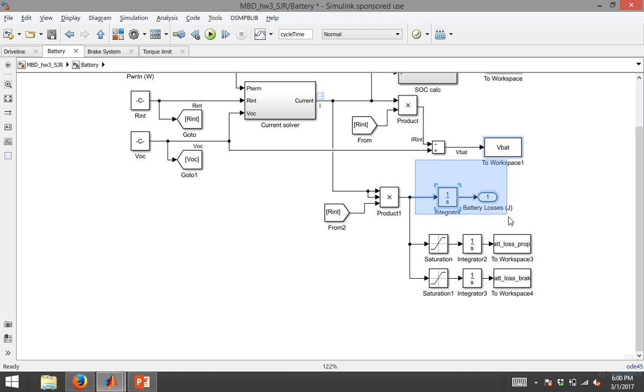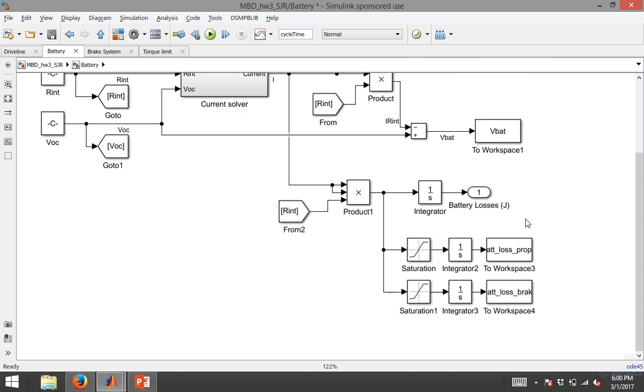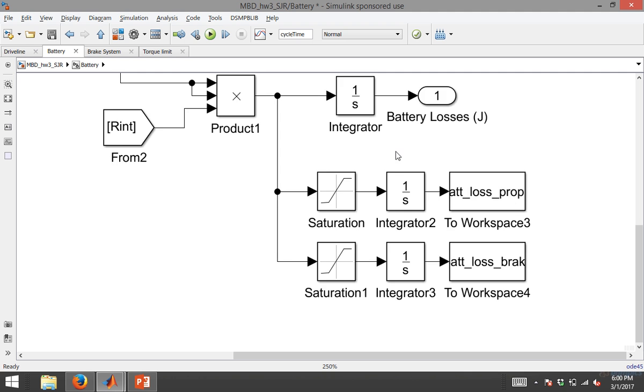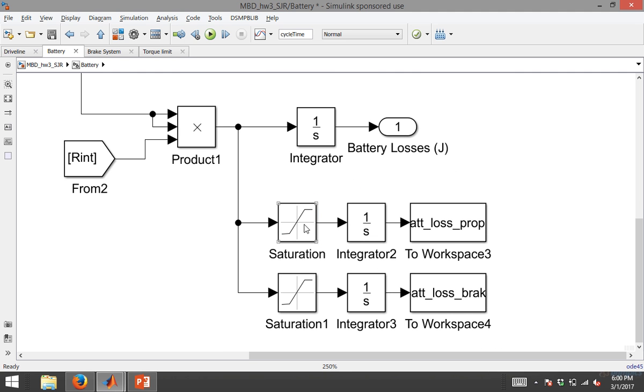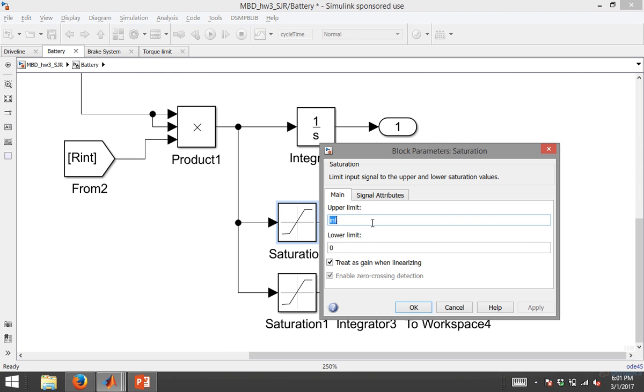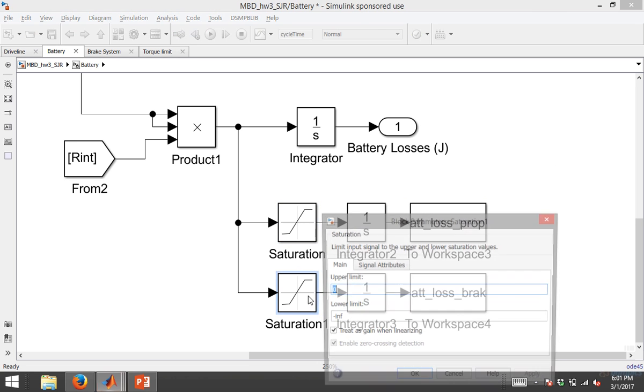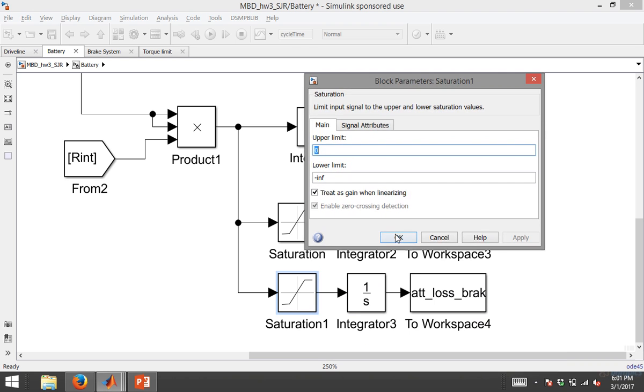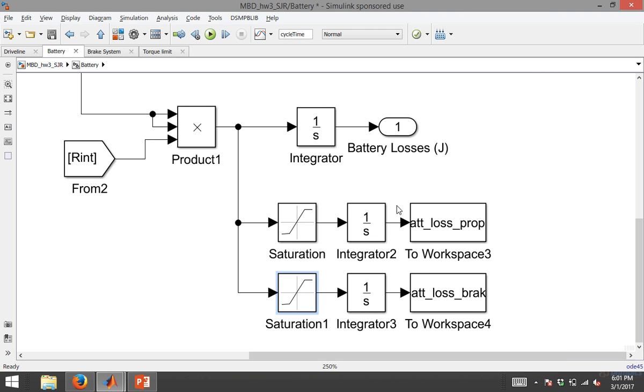Up here, where I don't have any sort of saturation on it, I'm just trying to get the total battery losses. So if I integrate the power, then I'm going to get all losses associated with the battery pack. However, for these 2, for this one, I only take positive battery power, and for this one, I only take negative battery power. So what we're doing there is breaking it down before we integrate.